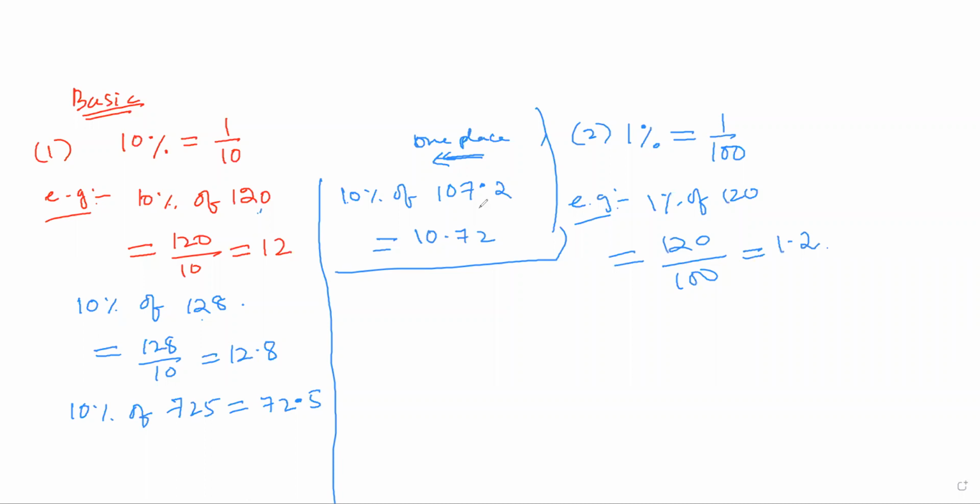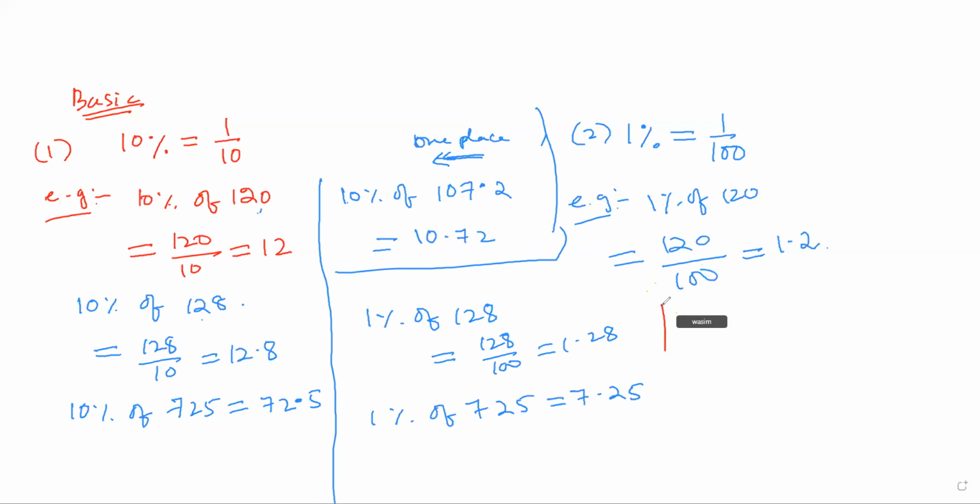Now similarly on the same line, 1% of 128, what is the value? 128 divided by 100 is 1.28. So shortcut, if you are asked 1% of 725, what will be the value? 7.25. What logic are we going to apply? If you have to find 1% of, let's say, 107.2, this will be 1.072. The decimal moves 2 places to the left.